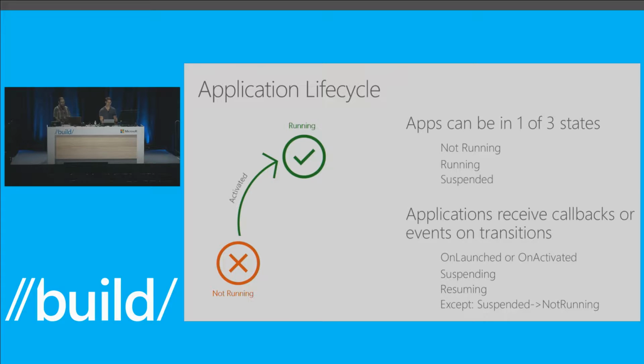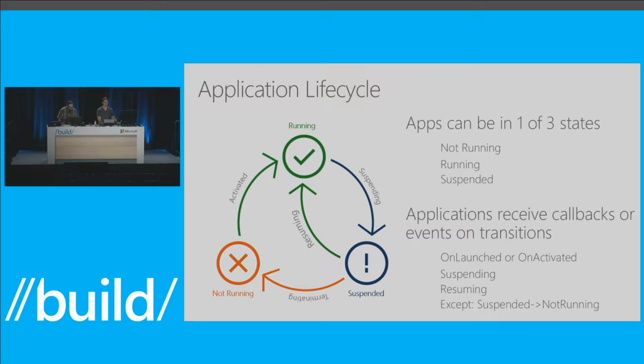Now, when a user minimizes an application on desktop or moves away from it to another app on a mobile device, that application then moves into the suspended state. Now, the suspending event is fired to take any actions necessary before your application moves into the suspended state. When the application is then maximized on desktop or returned to on mobile, then that application moves back into the running state, with the resuming event firing during that transition. And finally, when a user closes an application, it moves into the not running state. And the move between suspended and not running is the only transition to not have an event actually associated with it. So let's look at how a user's daily app usage pattern actually affects your resource usage of your application.